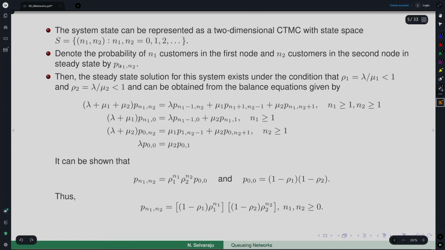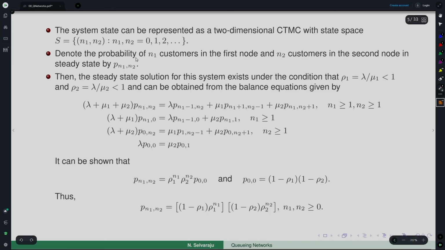Now, if I denote the corresponding probabilities by P(n1, n2), this is the probability of n1 customers in the first node and n2 customers in the second node. We are looking at the number in the system only, not in the queue alone. When we say the first queue or second queue in the queuing network, we always mean the number in the system, that you have to understand. Just because the word queue is used does not mean it is the number in the queue. It is always the number in the system when you are talking about this kind of thing.